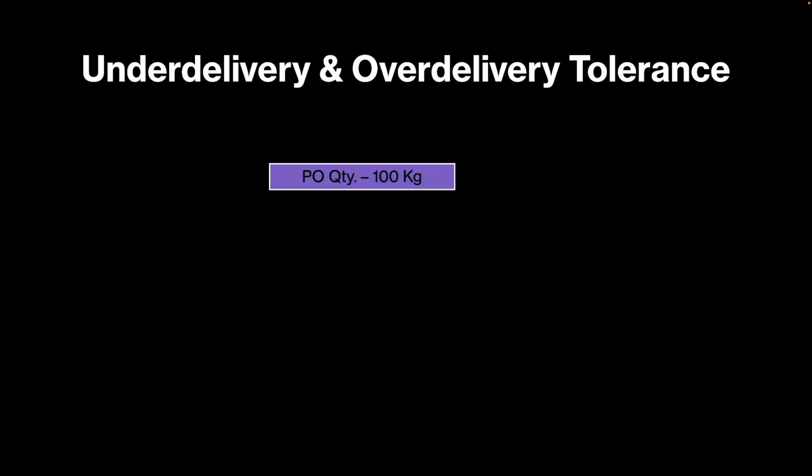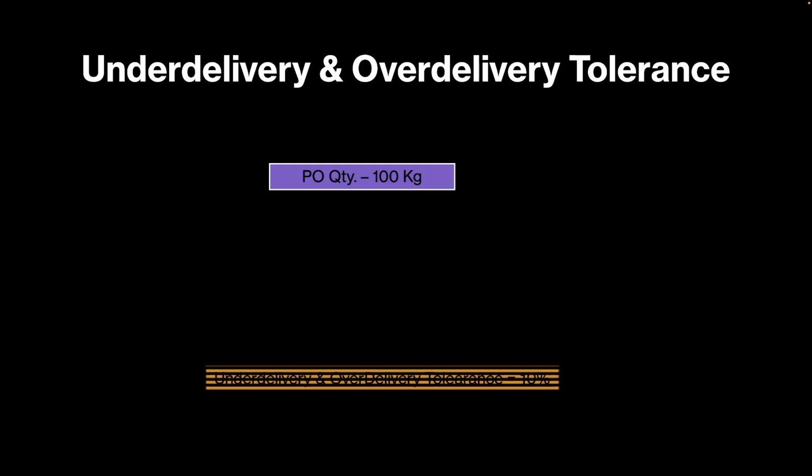So let's say that you have given a purchase order for supply of 100 kgs of coffee. Now as a purchaser, you envisage that there will be some variation between the PO quantity and the supplied quantity. So you want to incorporate a delivery tolerance of 10%. That is, an under delivery tolerance of 10% and an over delivery tolerance of 10%. So you can see here, the under delivery and over delivery tolerance are 10% each.